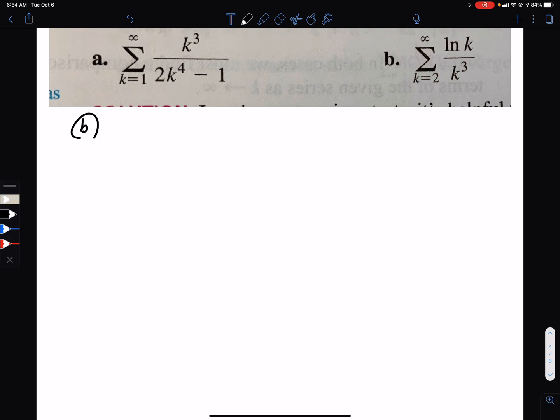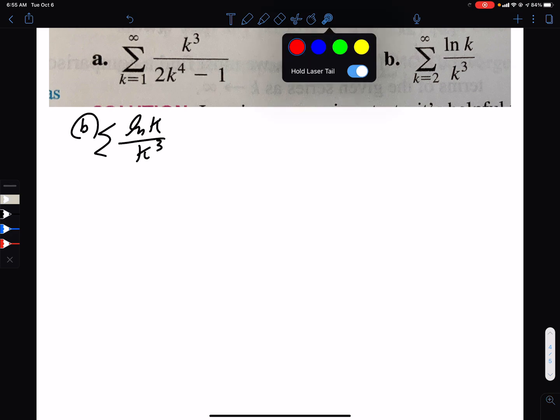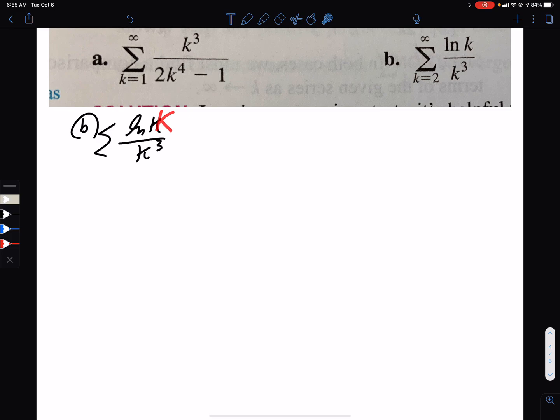We have ln k over k cubed. Now what are you going to compare this to? So here's what you might think. The top thing, ln of k, y equals k is bigger than that, right? So to be conservative, if the top were k, these would cancel, leaving 1 over k squared, right? 1 over k squared is a p-series that converges because our p is bigger than 1. So my thought is let's compare it to 1 over k squared.